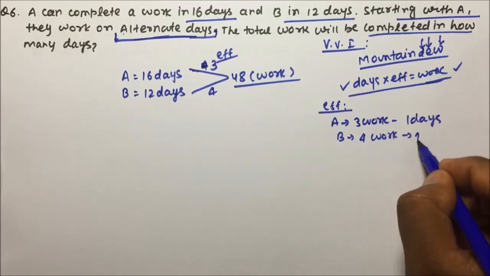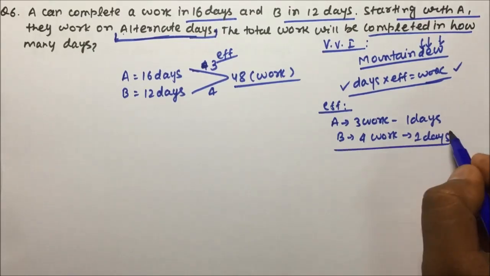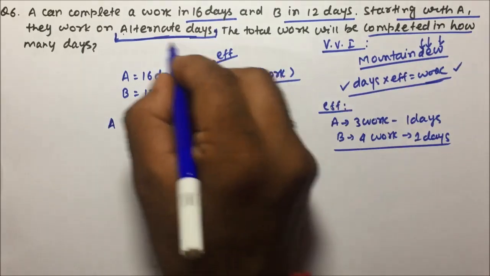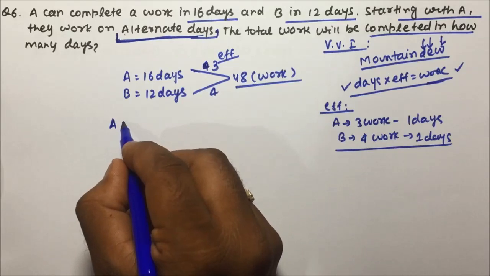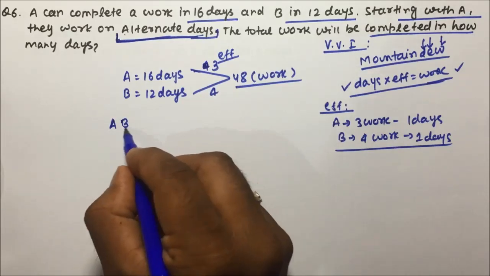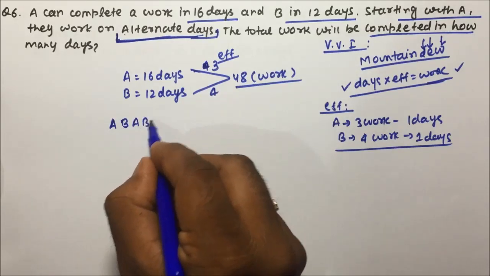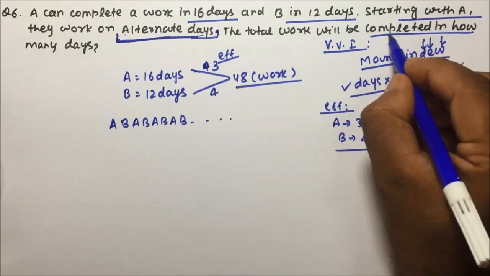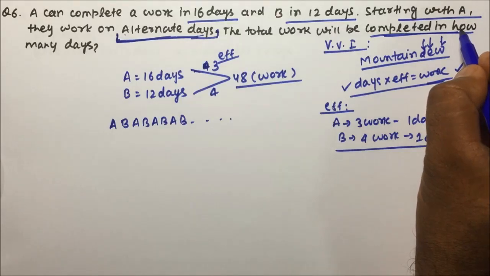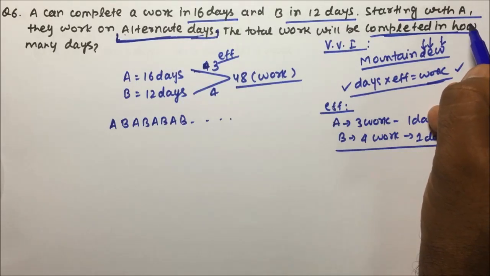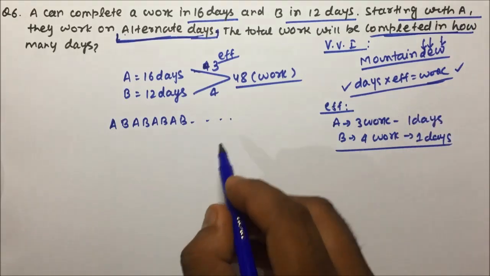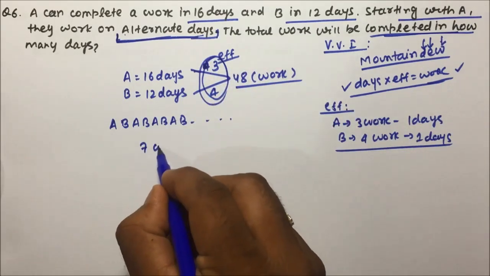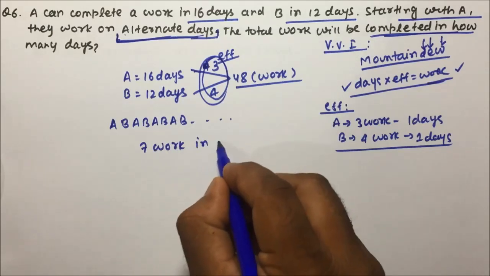This is very important, so I am going to explain it here. Now starting with A. A is starting the work and they are working on alternate days. The day A is working, B is not working, B is taking rest, and when B is working, A is not working. Like this, A, B keep going until the work gets completed, and they are asking in how many days the work will get completed. Right friends? Okay. Now you can see they are able to complete 7 work in 2 days.